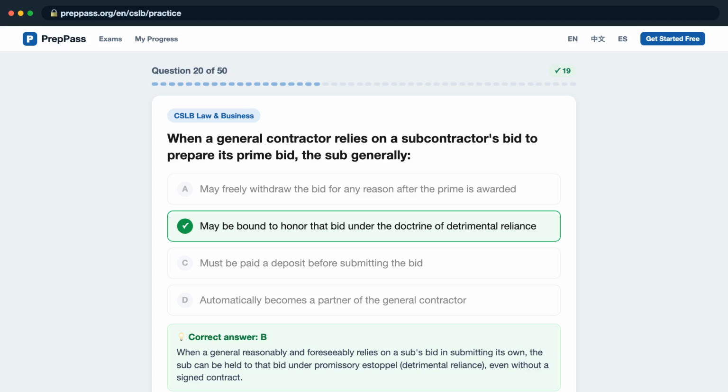When a general reasonably and foreseeably relies on a sub's bid in submitting its own, the sub can be held to that bid under promissory estoppel, detrimental reliance, even without a signed contract.